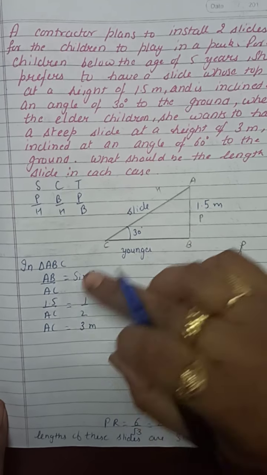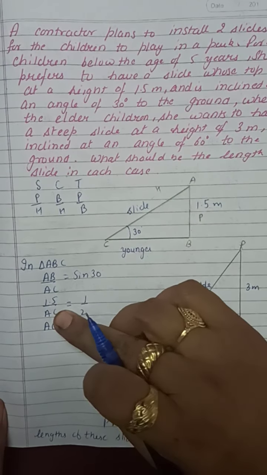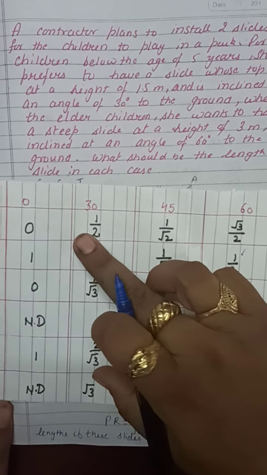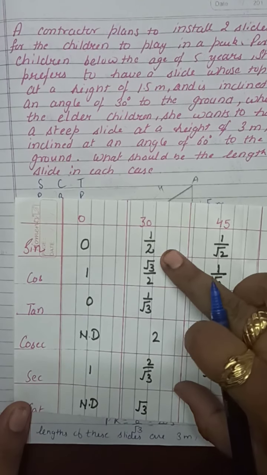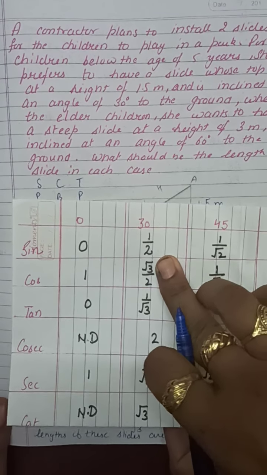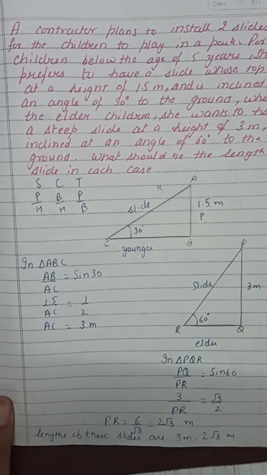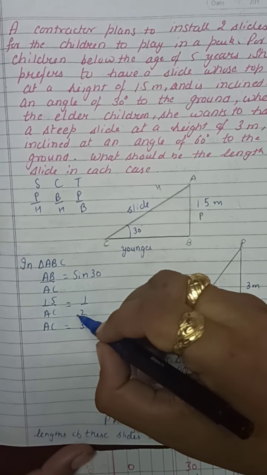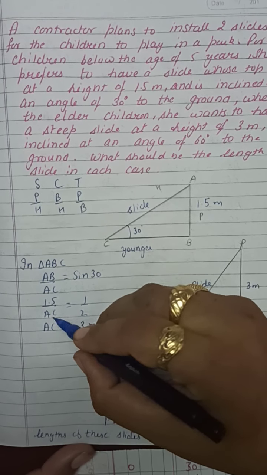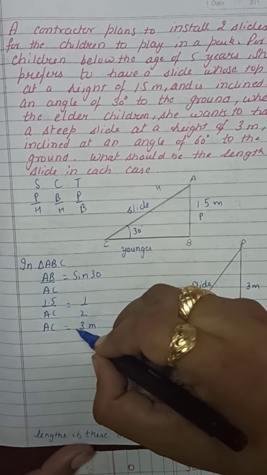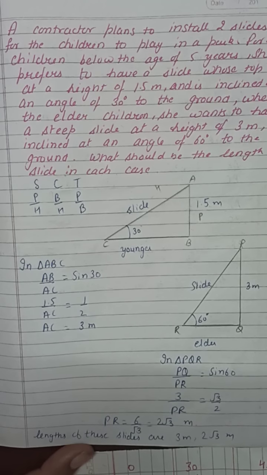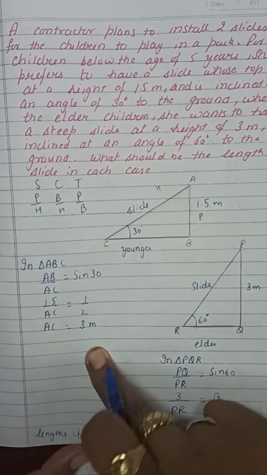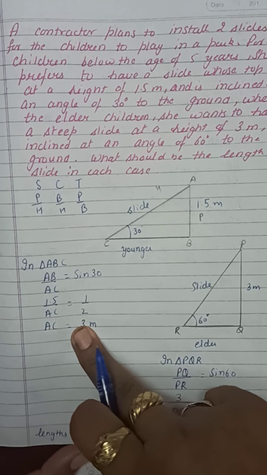So what is the value of AB? AB is 1.5 meter. AC we have to calculate, equals sine 30. If we go to the table, sine 30 is 1 by 2. We have done this table in exercise 8.2. So 1.5 upon AC equals 1 upon 2. Now do the cross multiplication: 1.5 multiplied by 2 and AC multiplied by 1. We are getting the value of AC equals 3 meter. So that was the length of the slide for younger children.